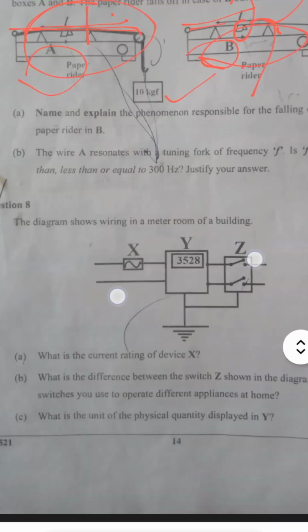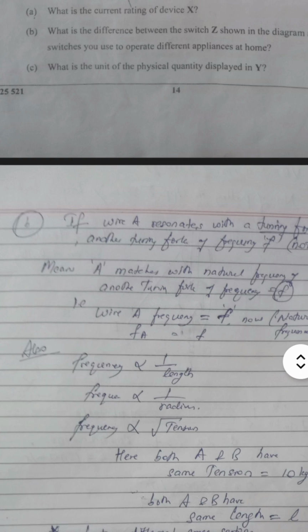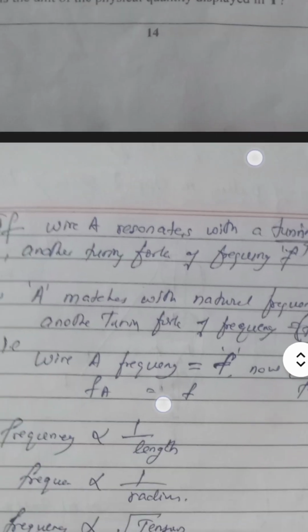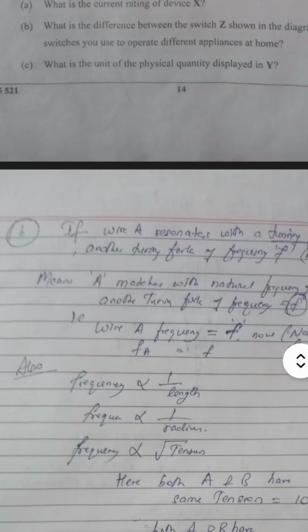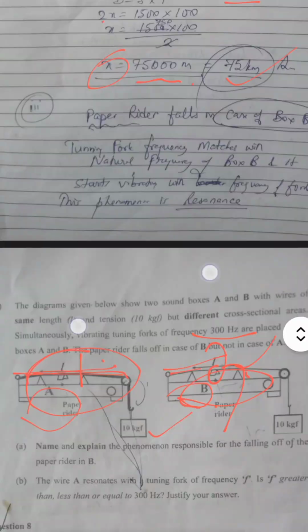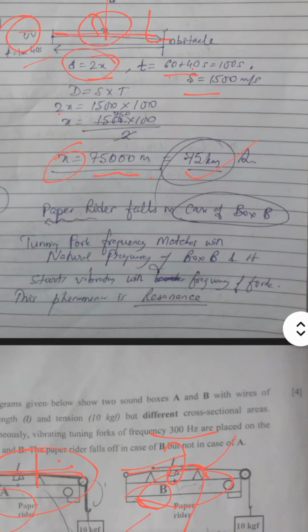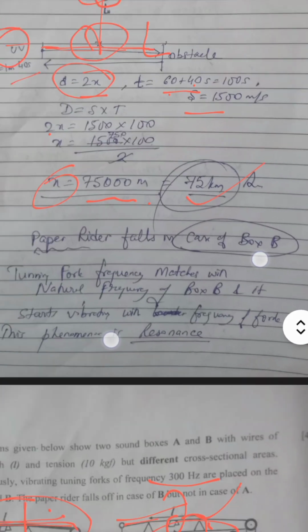Now next, name and explain the phenomenon. So the phenomenon is obviously resonance, and you have to explain what is resonance. Okay, define resonance. You have to define what is resonance also. Name and explain. You have to explain resonance. The paper rider falls off in case of box B.